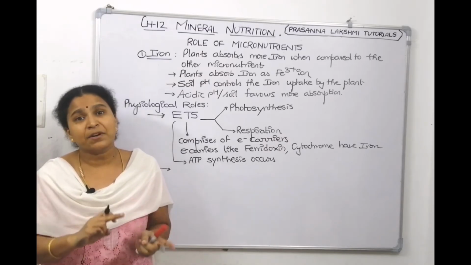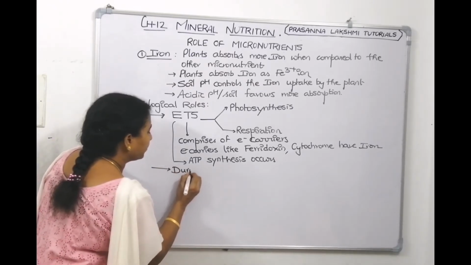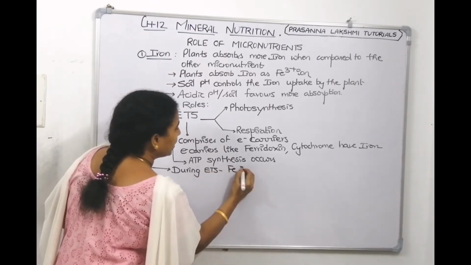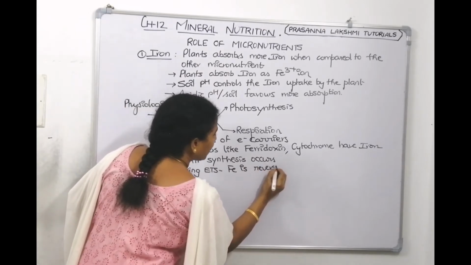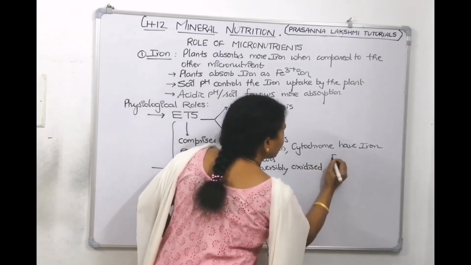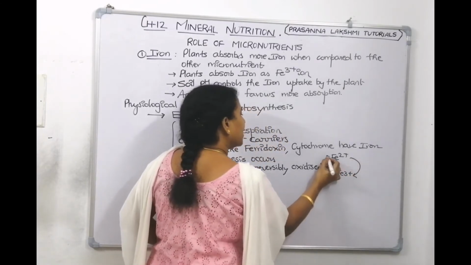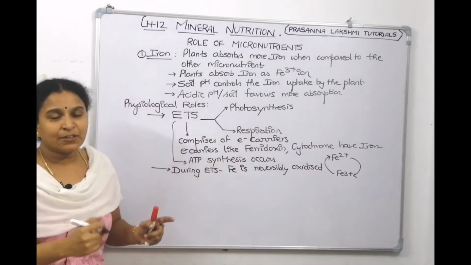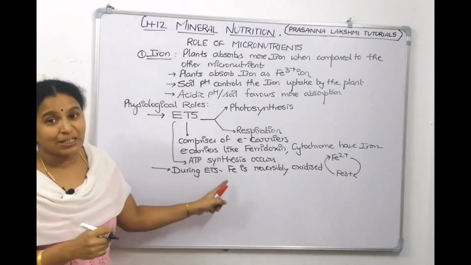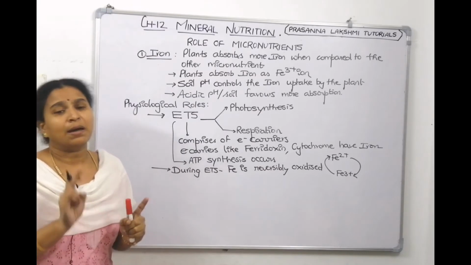Next, when the electrons are taken up by the iron, it gets reduced, right? So they are reversibly oxidized to Fe2+ and Fe3+ state. So during electron transport chain, iron is reversibly oxidized. Iron gets converted from ferrous state to ferric state and from ferric state to ferrous state. So it rotates. After taking the electron, after releasing the electron, it gets oxidized. So that's why we're telling during electron transport chain, iron is reversibly oxidized to Fe2+ and Fe3+ state. This is one more role.